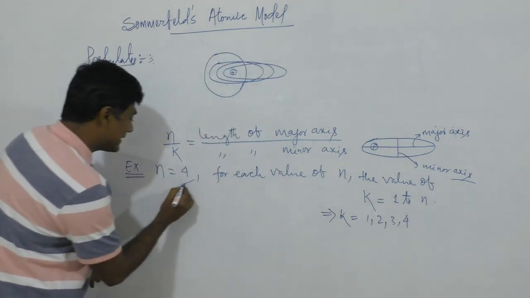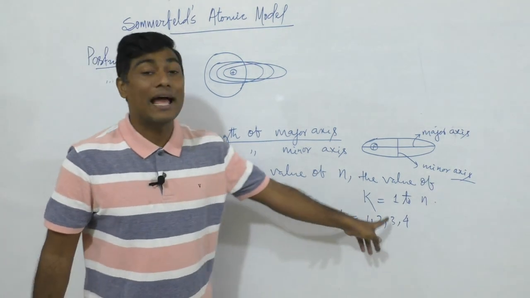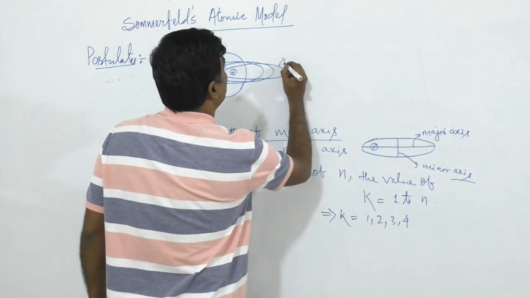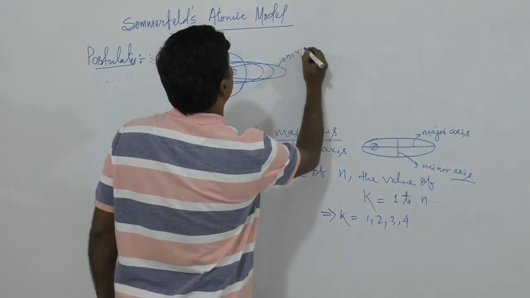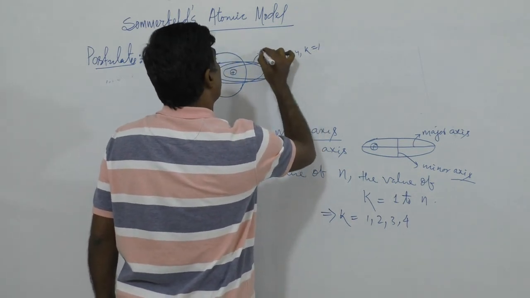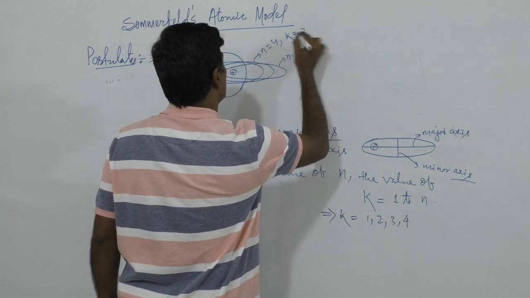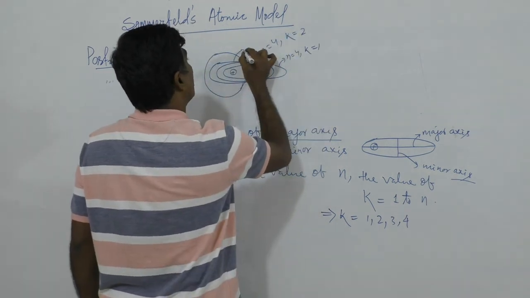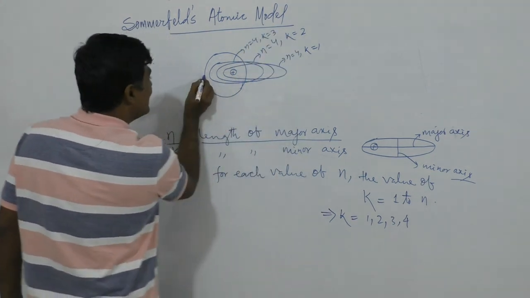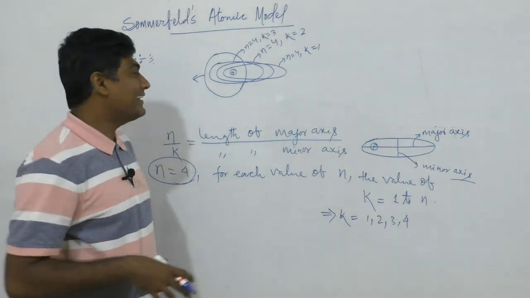We have taken n is equal to 4, for which K will have 4 values 1, 2, 3, 4. This is having n is equal to 4 and K is equal to 1. This next one, n is equal to 4, K is equal to 2. Then next one, n is equal to 4, K is equal to 3. And this is simply a spherical orbital.